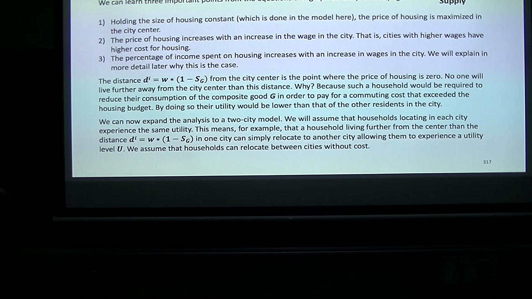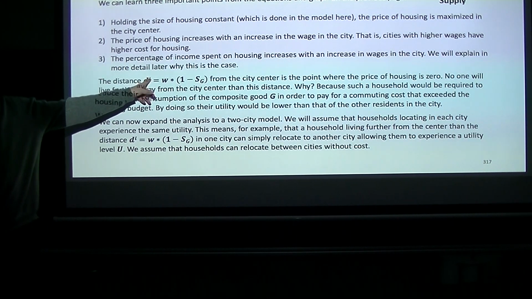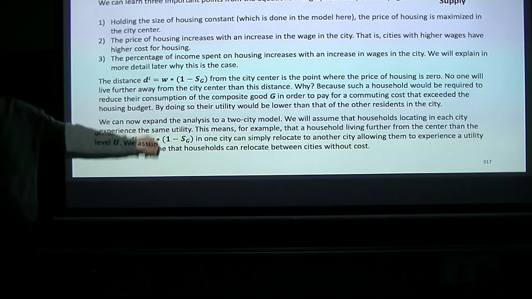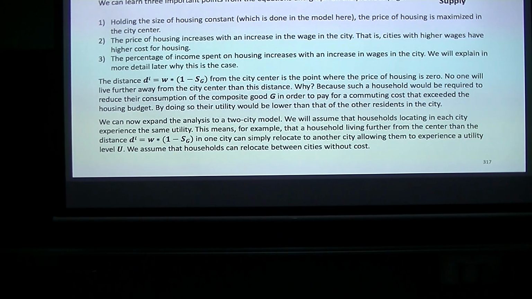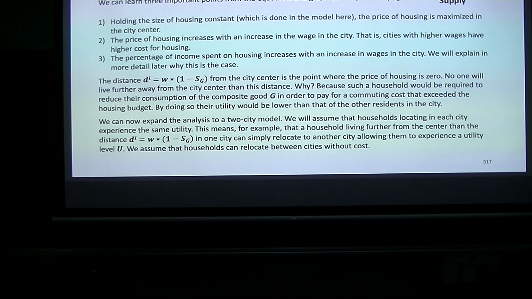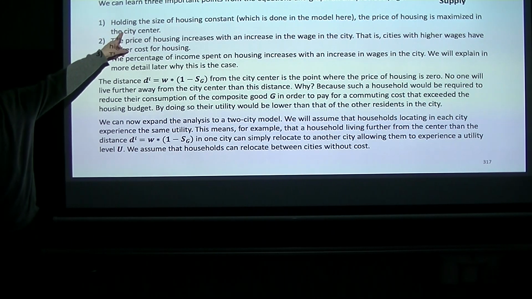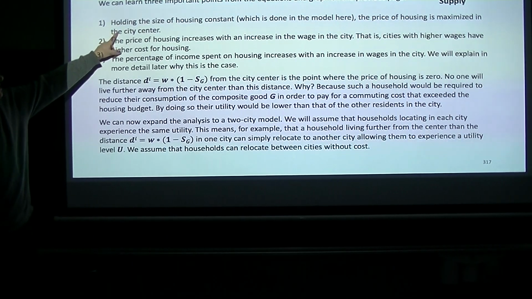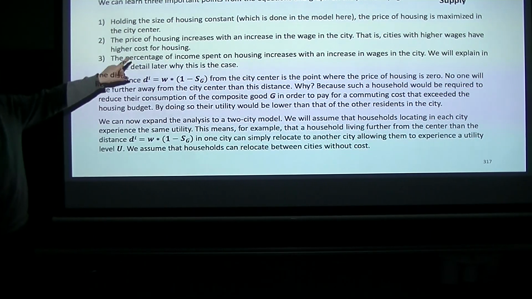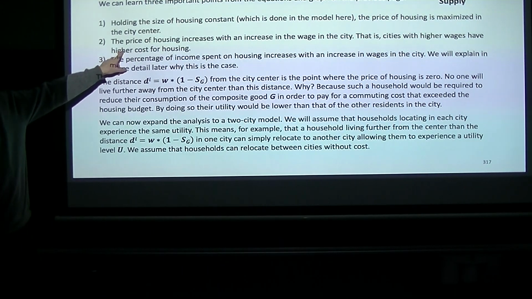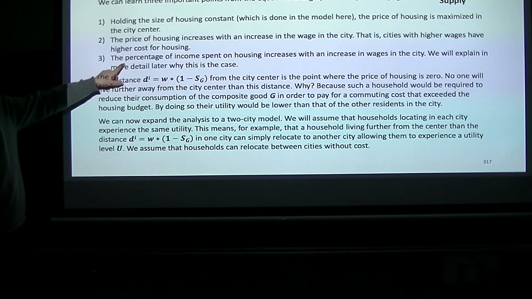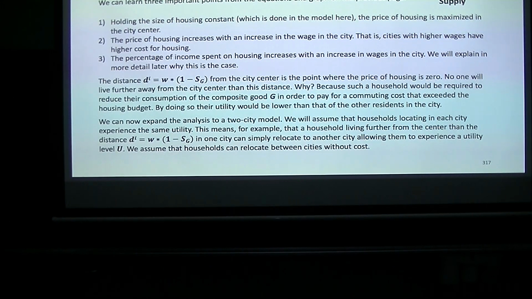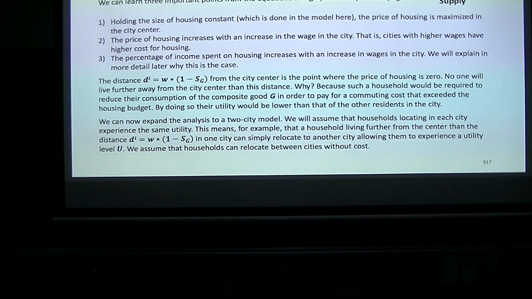But what's also interesting about this is that it's a very simple model. I'd like you to go through this. One of the great things about simple models is that they can tell you a lot about reality. You can understand it. You get the size of housing constant, the price of housing is maximized in the city center, the price of housing increases with an increase in wages, and we observe that in real life. The percentage of income spent on housing increases with an increase in wages. That's also a very interesting outcome.